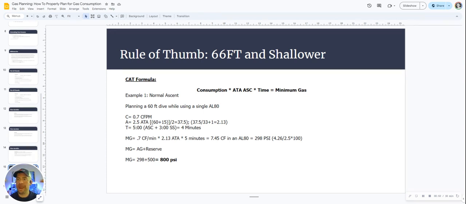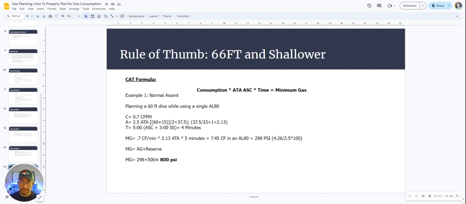And we have to somehow calculate for the consumption of that whole ascent. So now our average ascent depth changes. Instead of it being 30 feet, we're going to spend more time down there because we're stopping. We're going to take 60, add it to 15, and we get 75. Then we're going to divide that by 2, and we get 37.5 as our average ascent depth. So now we can use that number to calculate our consumption.